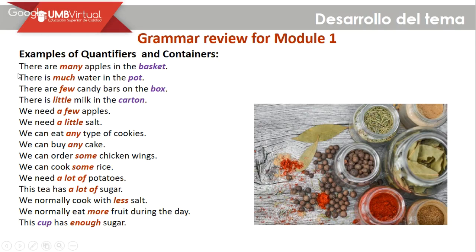Recordemos que generalmente utilizamos el there are or there is, que lo habíamos visto en básico 1. There is hace referencia al singular, o en la forma incontable, there are para contables y para el plural. Pretty much. We need, nosotros necesitamos, or we normally cook, or we can buy, we can order. There are different expressions that we can use to make those sentences.